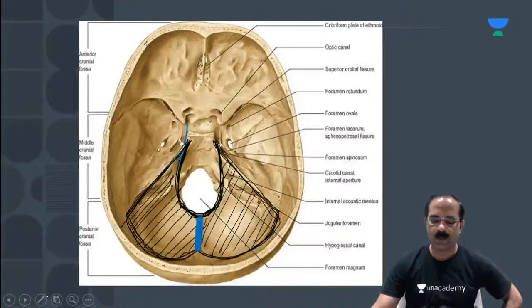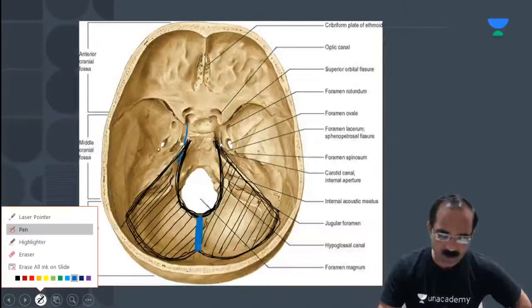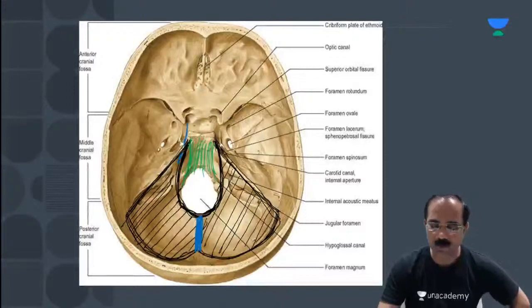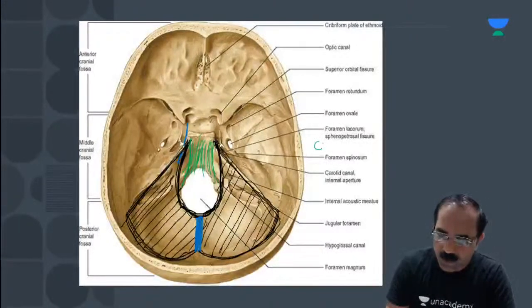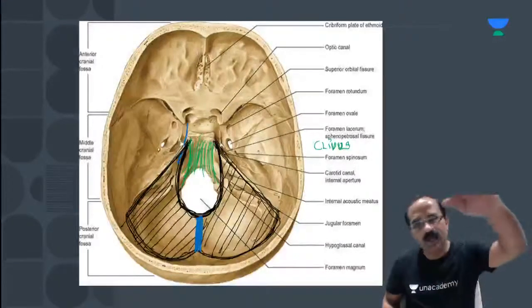Okay. And tell me, what is this slope on the skull known as? What is this slope known as? Here, this one. There's someone who's lying on this slope. Children, this is very important. This slope is known as the clivus. C-L-I-V-U-S. Clivus. The slope is known as clivus, and who's lying on this clivus?